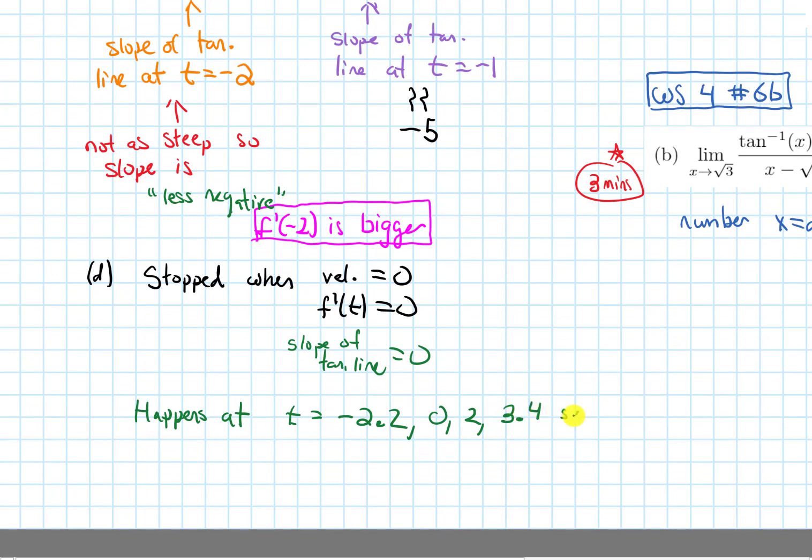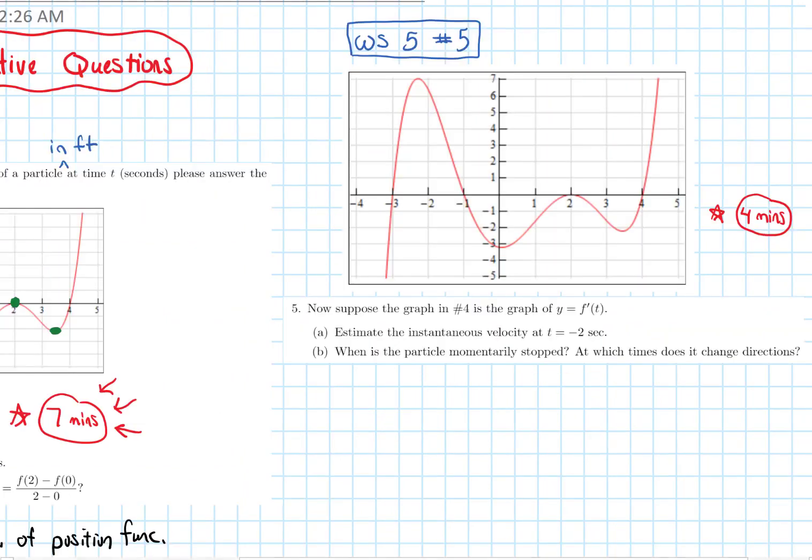And the units of time are seconds. And of course, because I was estimating, if I was slightly off with any of these, that would be fine. In particular, -2.2 and 3.4 are just estimates. It's okay to be a little bit off from what I wrote.